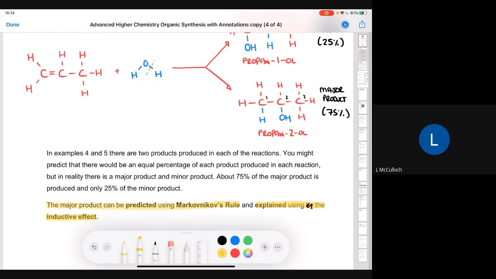Okay. Now, tomorrow we will look at Markovnikov's rule and the inductive effect. So what we will find in the synthesis topic, and I've planned synthesis out to be about 15 lessons. I'll actually stop the recording just now.